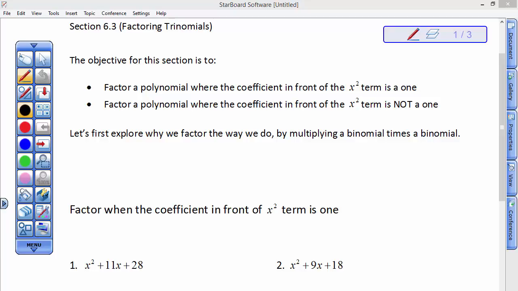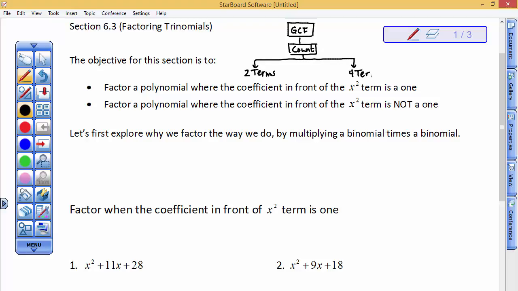Okay, you remember that factoring flowchart where at the very top we factor out the greatest common factor and then we count the number of terms, and then if there's two terms we were looking for difference of squares. Now there will be something else we'll do with two terms. And then if there's four terms, we just finished factoring by grouping.